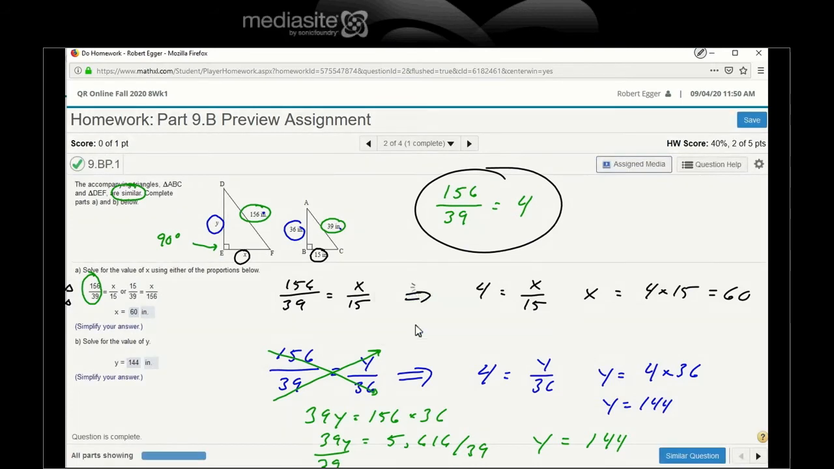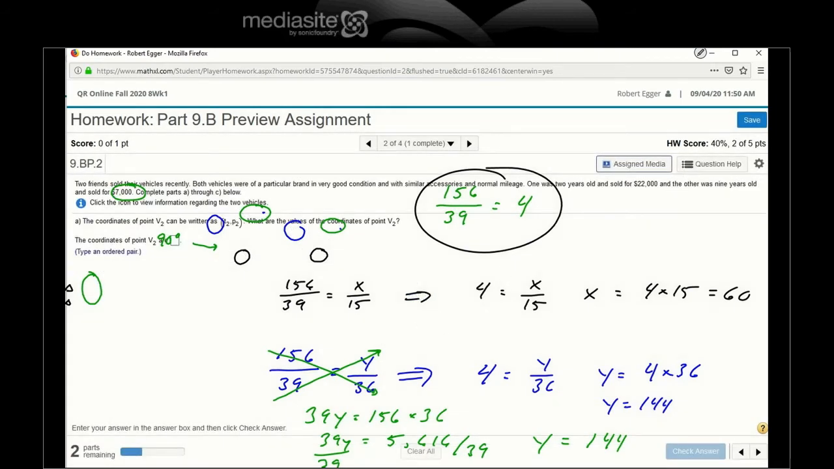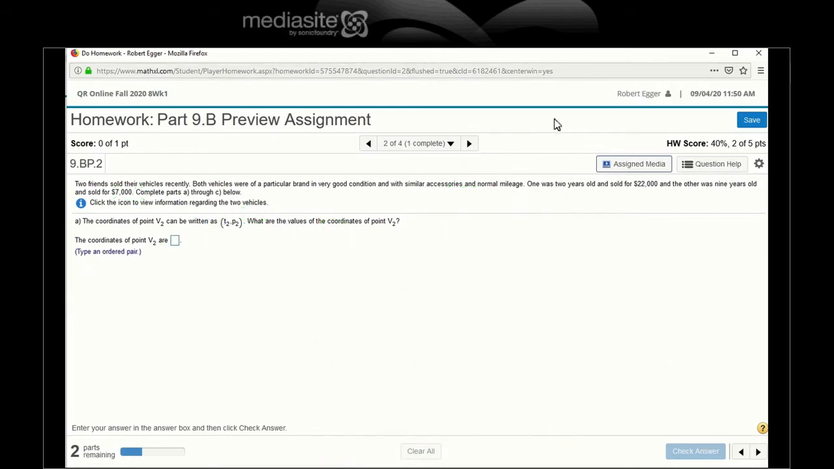All right. Any more? New page. Clean screen. All right. So, two friends sold their vehicles recently. Both vehicles were in very good condition, with similar accessories and no mileage. One was 2 years old, sold for $22,000. The other was 9 years old, sold for $7,000. Complete part A through C.